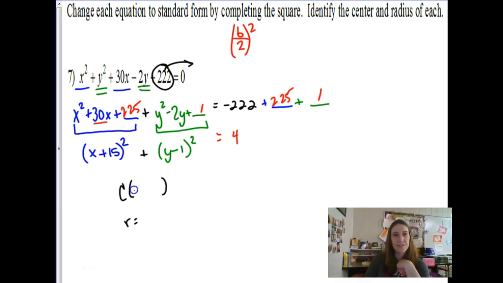So now I can clearly see the location of my center and the length of the radius. Center is at negative 15, comma 1. And radius length is the square root of this number, which is 2.